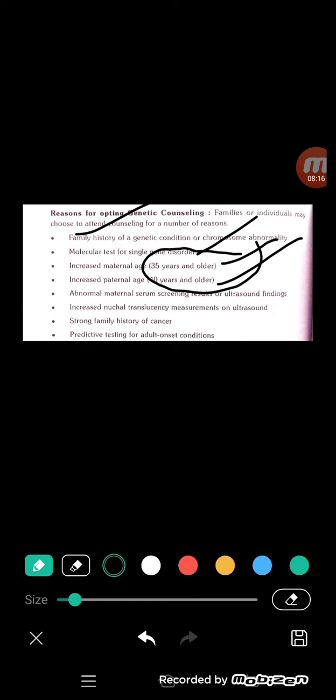And the next one, increased nuchal translucency measurements on ultrasound. We already discussed nuchal translucency in the previous chapter. And a strong family history of cancer, where four or five generations suffered with the same types of cancer, at that moment also. And predictive testing and adult onset conditions. These are the reasons for opting for genetic counseling.